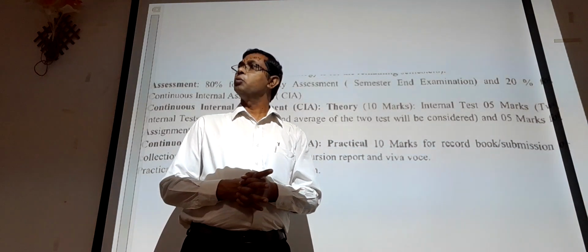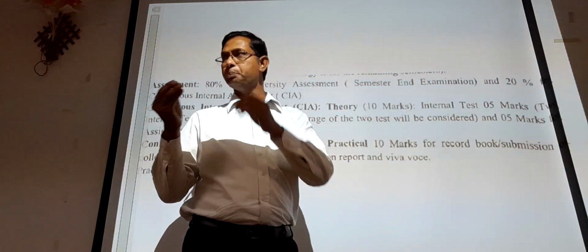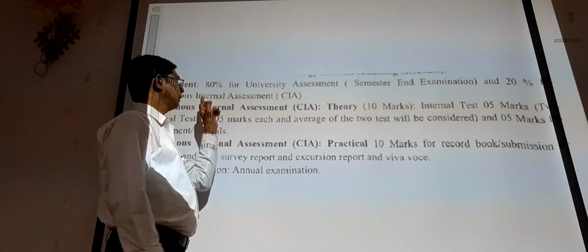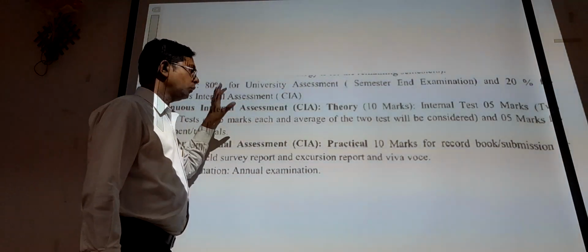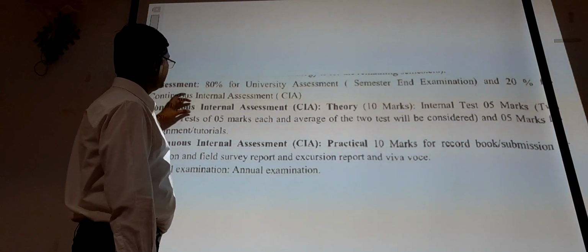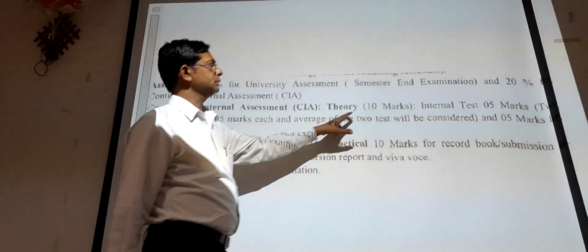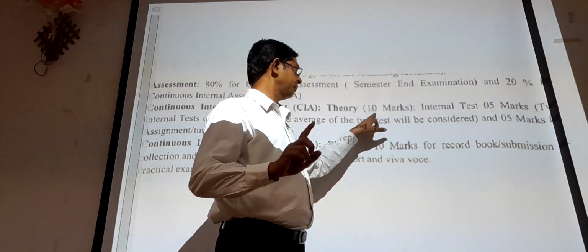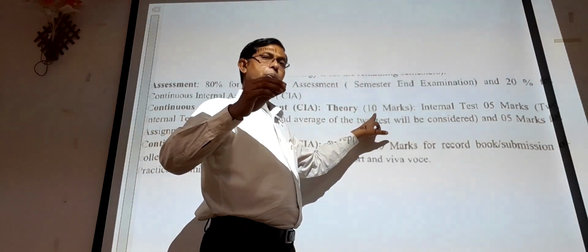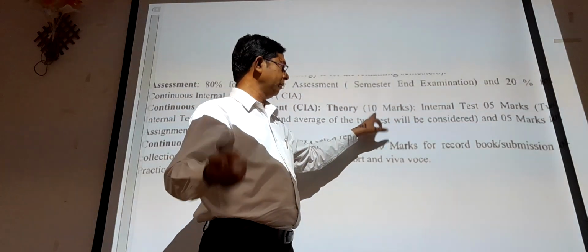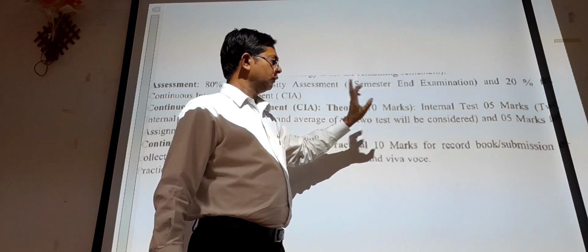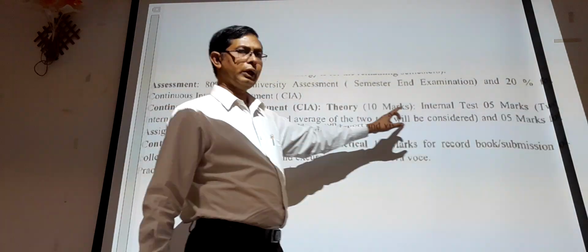In botany, a total of 50 marks are there. These 50 marks are nothing but the CIA, continuous internal assessment. For internal assessment, we give 10 marks for each theory paper. Suppose we are talking about Diversity of Cryptogams, the second paper, there will be an inclusion of 10 marks.